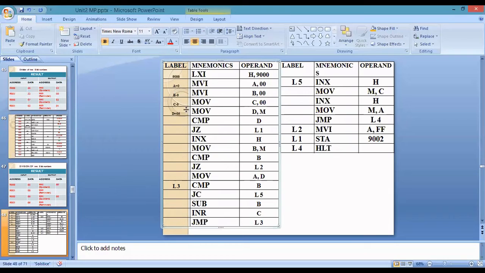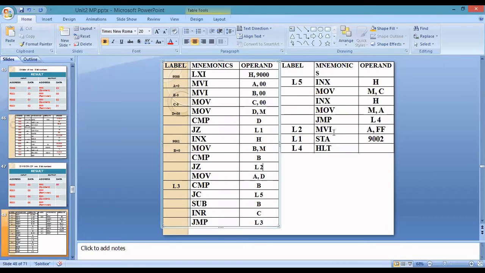Compare D. The A value is 0, the D value is 5, so it is a non-zero number. It will come here and increment, so HL becomes 9001. Move B comma M. What is the value available in M? That is 0. So now the B value is 0. Now you compare with B. A and B are compared, so the zero flag will be set. If the zero flag is set, it will immediately go to loop L2.